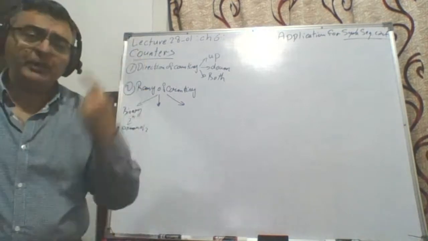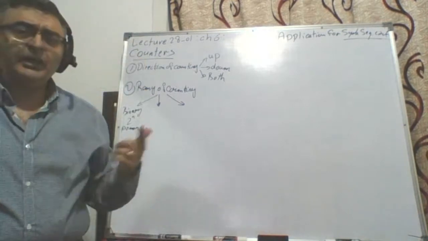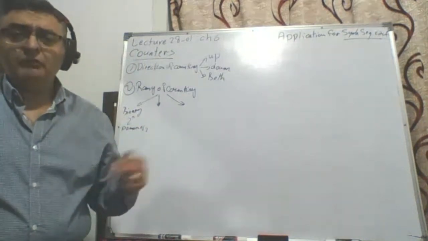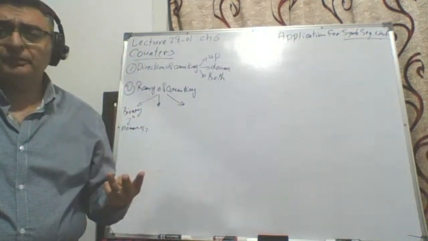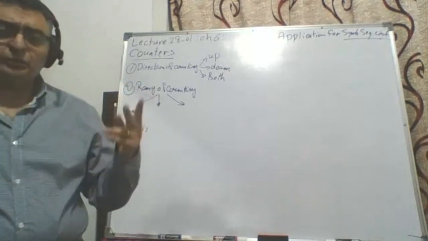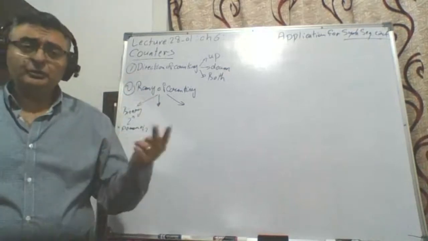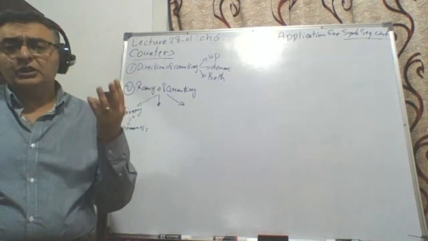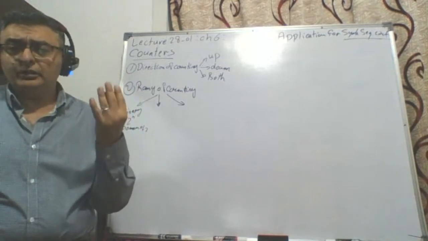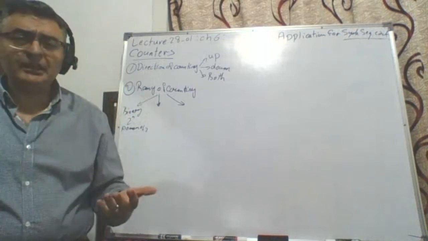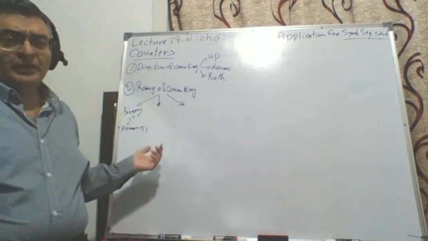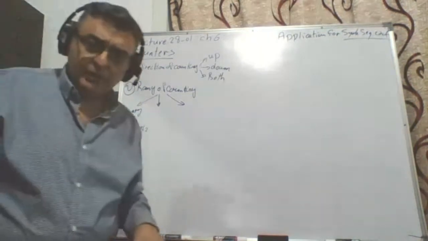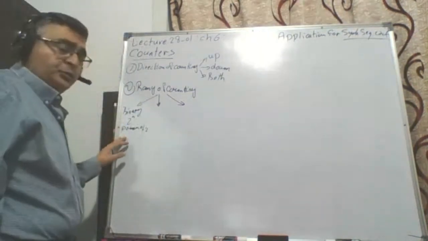If I have 1 bit, how many counts do I have? I have 2 counts, 0 and 1. If I have 2 bits, 2 bits means I have 4 combinations. I have 4 counts, 0, 1, 2, 3. Okay. If I have a 3-bit counter, in the binary range, this will count from 0 till 7. Okay. So a range of counting could be binary.